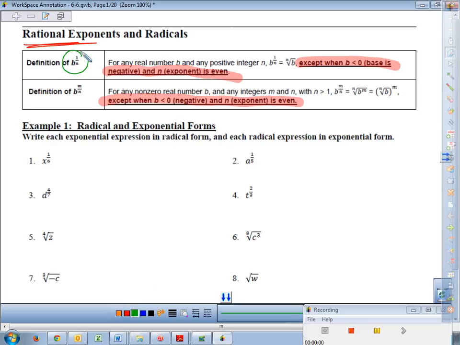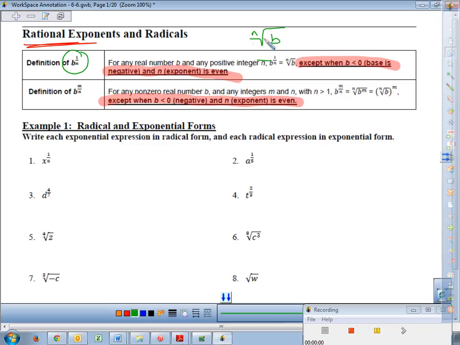It says if you've got like b to the 1 over n power, or any kind of rational exponent, the exponent is a fraction, right? You've got a fraction for an exponent up there. It's power over root, which we've been talking about the past couple of days. Anything that you've got as b to the 1 over n is the same thing as saying it's the nth root of b.